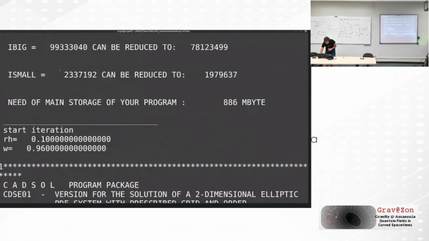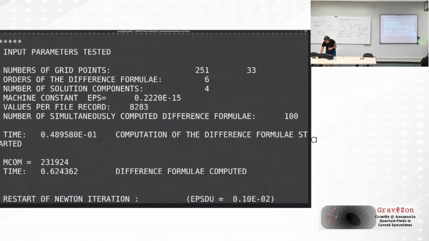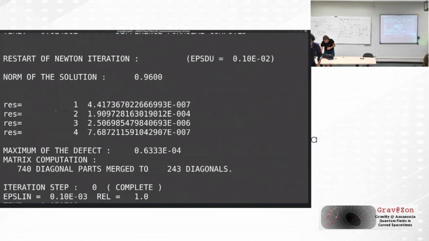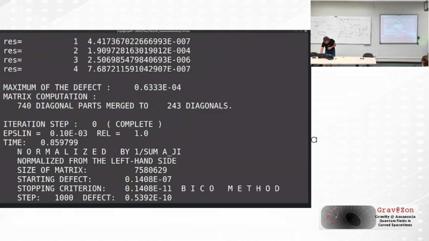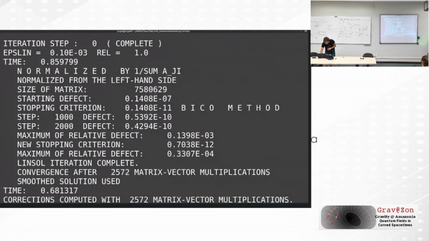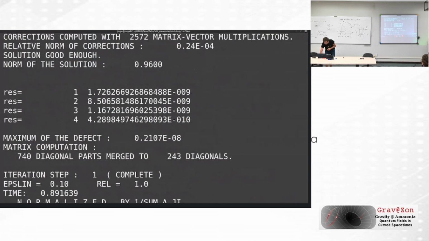So here is where the CADSOL starts to do its thing. Here is some information about, for example, the grid points and some quantities, but more importantly, these residuals. You can see it's already quite good, obviously, because we're using the analytical Kerr solution. As you go further, you can see how many steps the solver takes and some other quantities. Here we see that the residuals are already in the 10 to the minus 9, 10 to the minus 10 range.